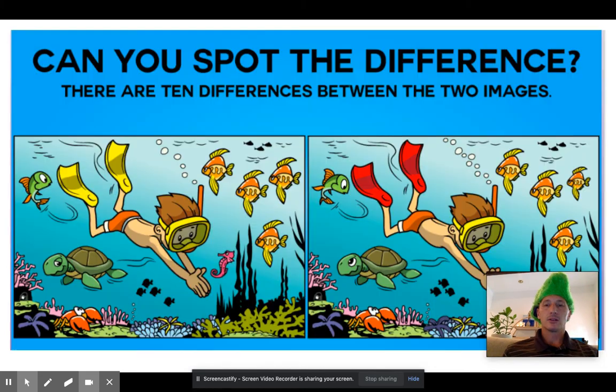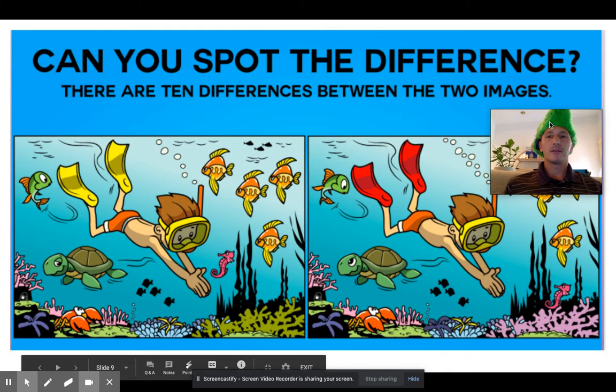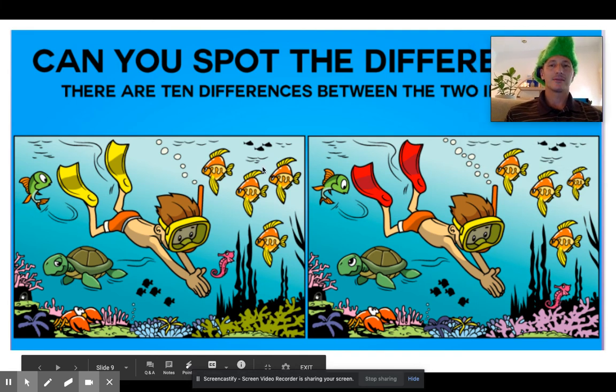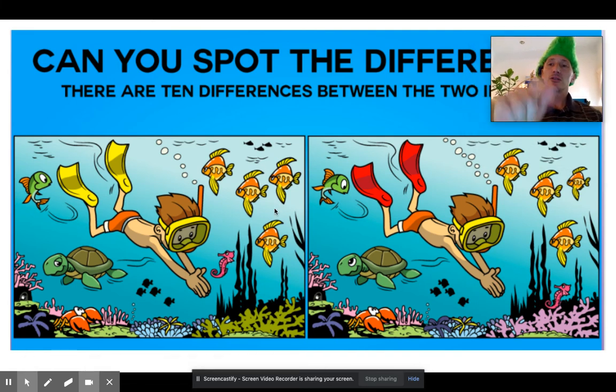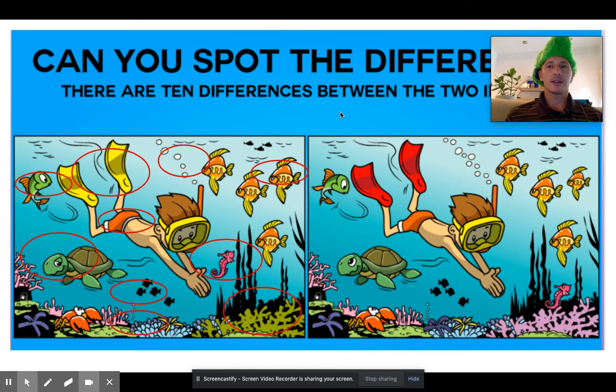Go ahead and stop the video if you'd like to try this little activity. I found this is something fun that we could do. Just hit pause, and you can try to find 10 differences in the picture. Then we'll talk about these in our morning meeting as well, just to keep it fun. And I did have some of the answers here.